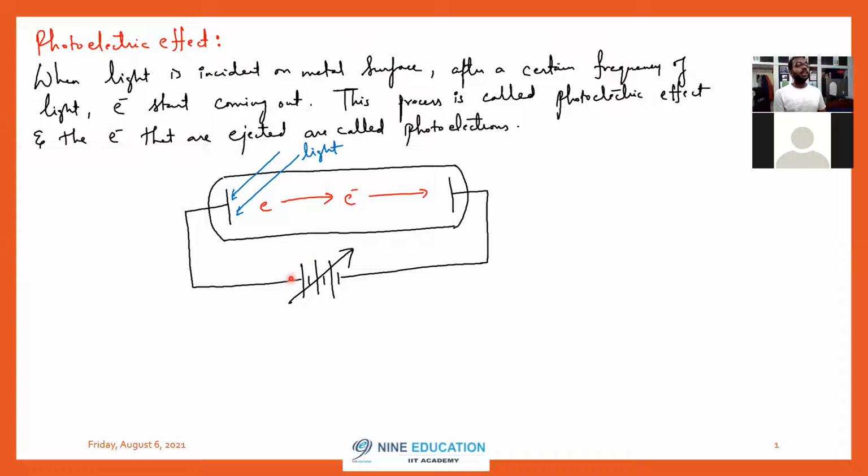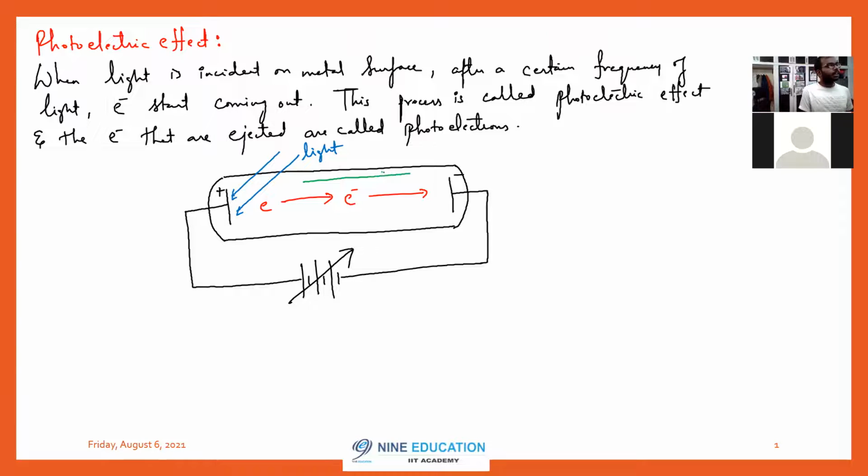Now tell me, what is the direction of the electric field? This plate is connected to the positive terminal of the battery, and this plate is connected to the negative terminal of the battery. So an electric field is established in this direction inside the discharge tube. In which direction?